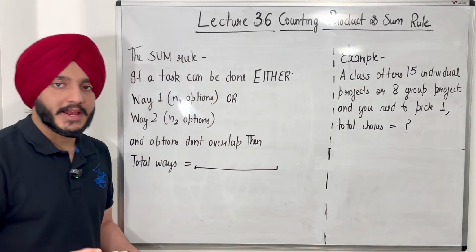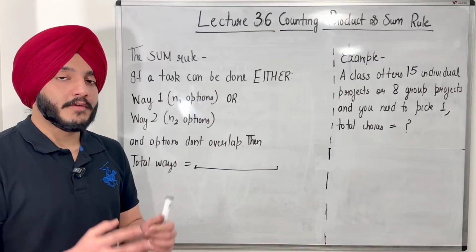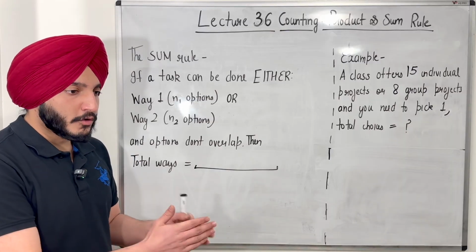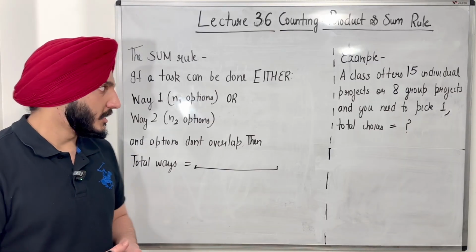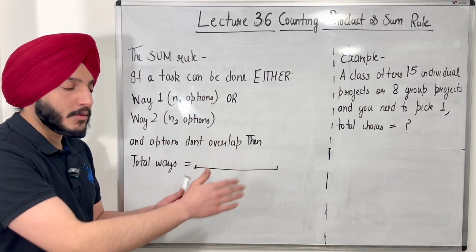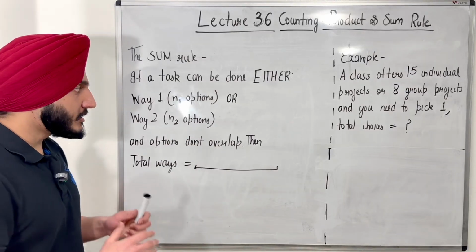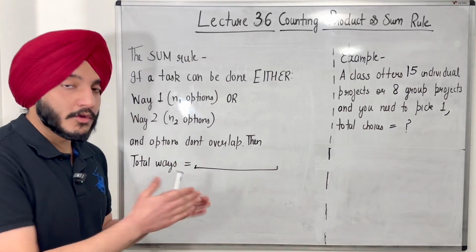Let me just try to explain it in simple ways. I give you a task. I say you have 2 ways, and both of those ways further have multiple options. So in way 1, you have n1 options to do it in that way, and in way 2, you have n2 options. So I ask you that you have to pick either one of these ways.